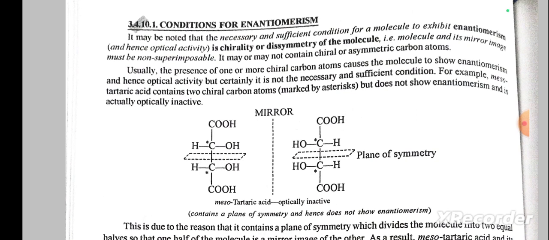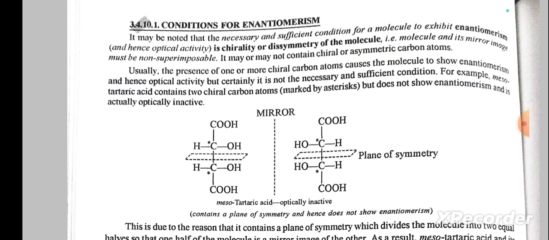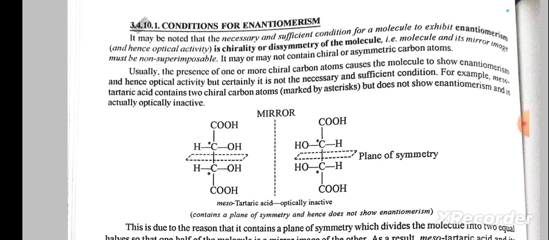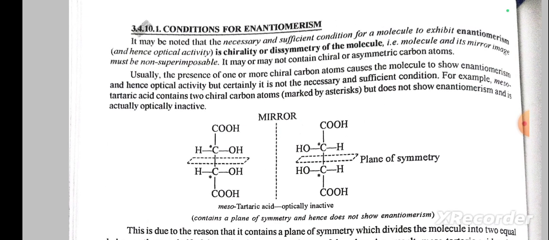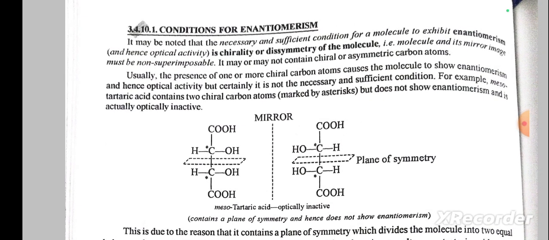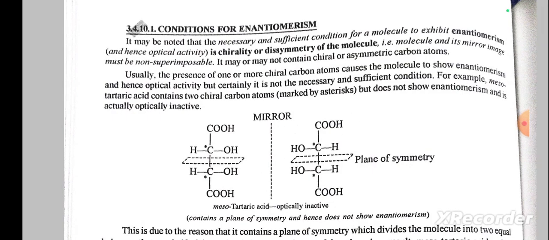It may or may not contain a chiral or asymmetrical carbon atom. Usually, the presence of one or more chiral carbon atoms causes the molecule to show enantiomerism and hence optical activity, but certainly it is not the necessary and sufficient condition. For example, tartaric acid contains two chiral carbon atoms but does not show enantiomerism and is actually optically inactive.